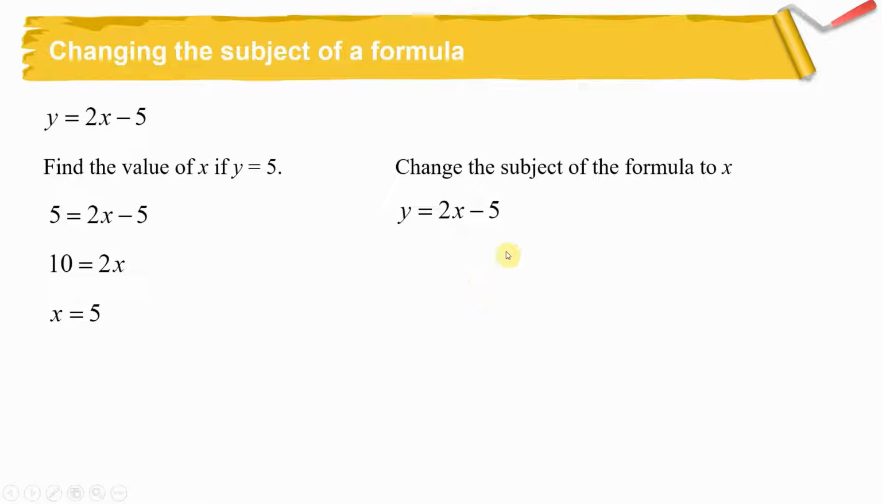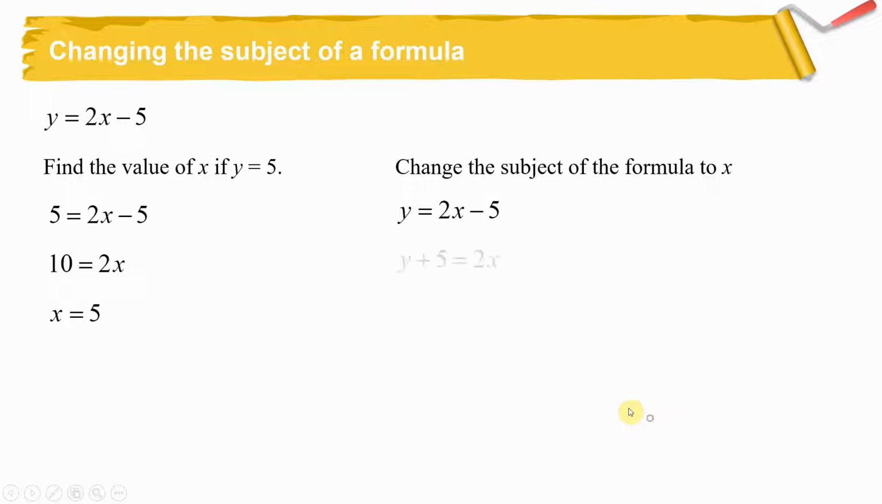For any formula or equation, the side that has only one variable is the subject, and usually it's on the left hand side. And we want to change the subject of the formula from y to x. That means we want to change this formula to x equals something.